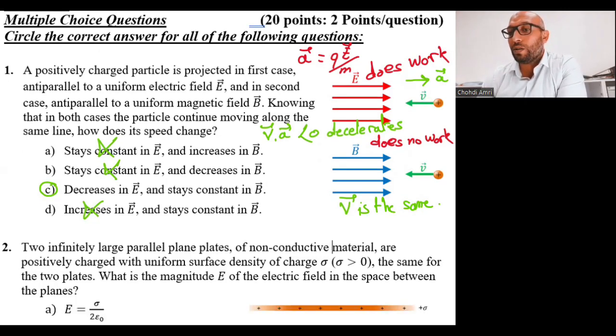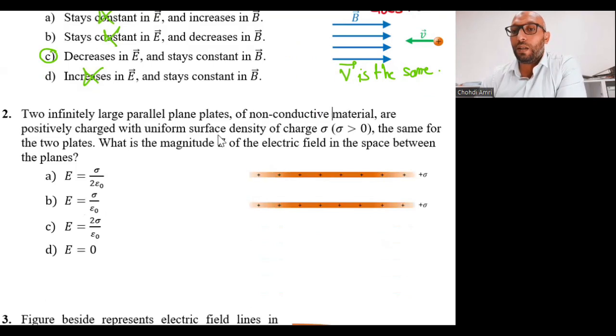Let's move to the second question. In the second question, we have two infinitely large parallel plates of non-conductive material, positively charged with uniform surface charge density sigma, and sigma is positive. Sigma is the same for the two plates. What is the magnitude of the electric field in the space between the two parallel plates? So let's take our point here between the two plates.